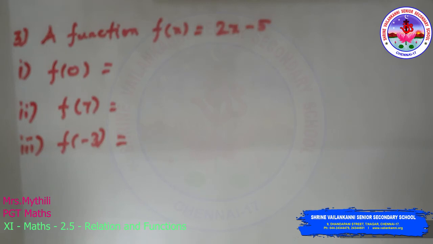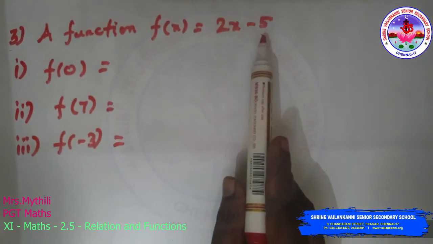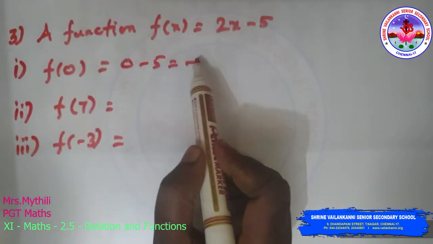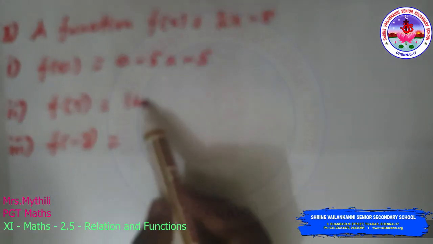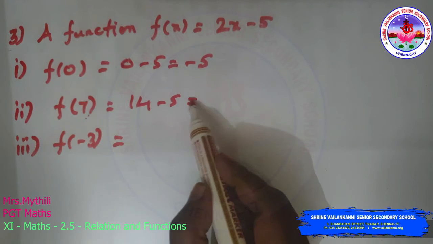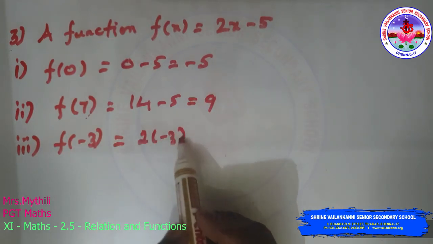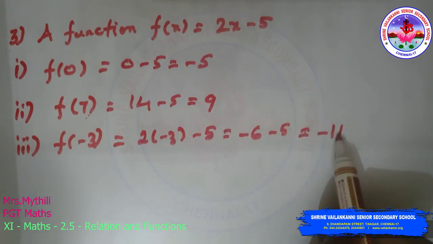Third one, a function f is defined by f of x equal to 2x minus 5. Write down the values of f of 0, f of 7 and f of minus 3. So f of 0, substitute the value of x. So 2 into 0, minus 5. 0 minus 5 is minus 5. And f of 7, substitute the value of x as 7. 2 into 7, 14. 14 minus 5, which is equal to 9. Again f of minus 3, 2 into minus 3, minus 5, which is equal to minus 6 and minus 5, equal to minus 11.